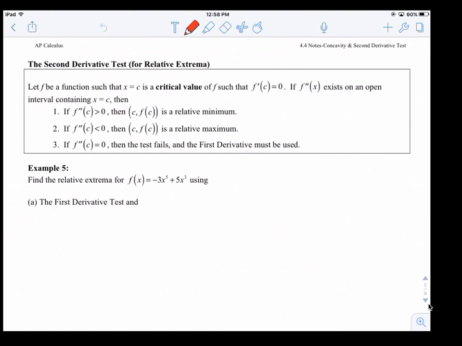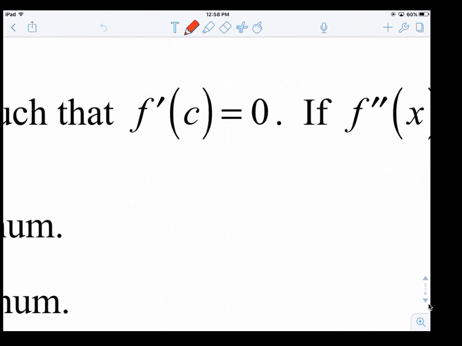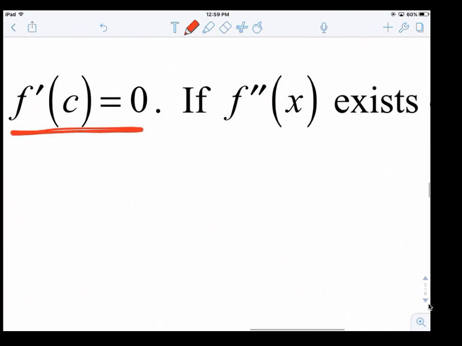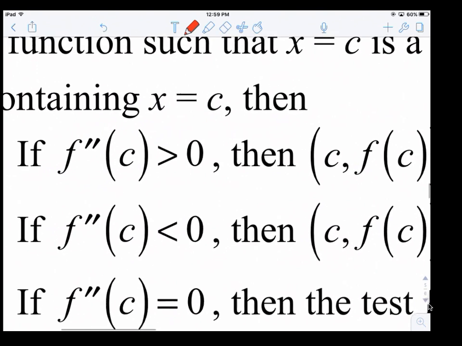Alright, so the second derivative can be used to figure out your extreme values too. What we're going to need to do is come up with our critical values from the first derivative. That's going to be setting the first derivative to 0 and coming up with those particular x values. Once you come up with the second derivative, you're going to test those critical values in the second derivative.